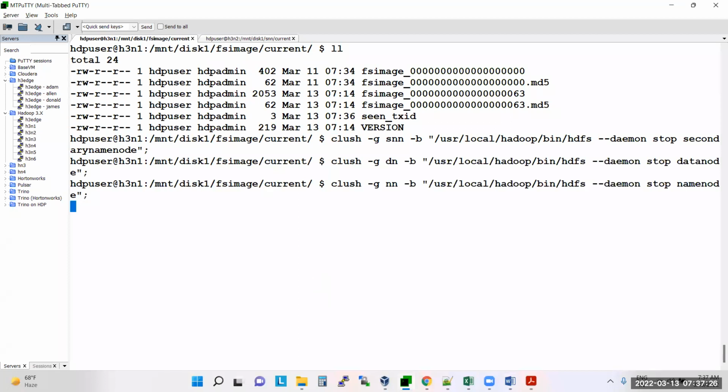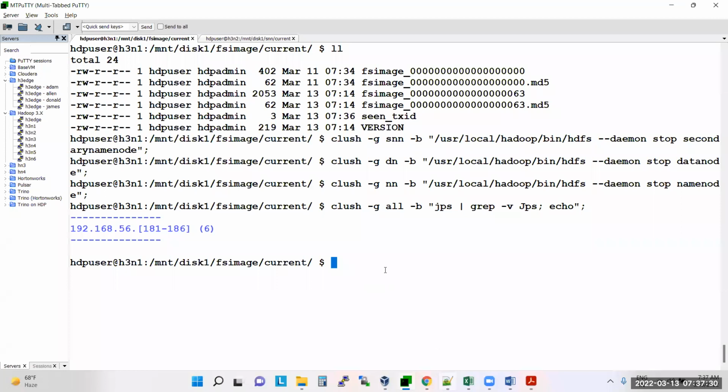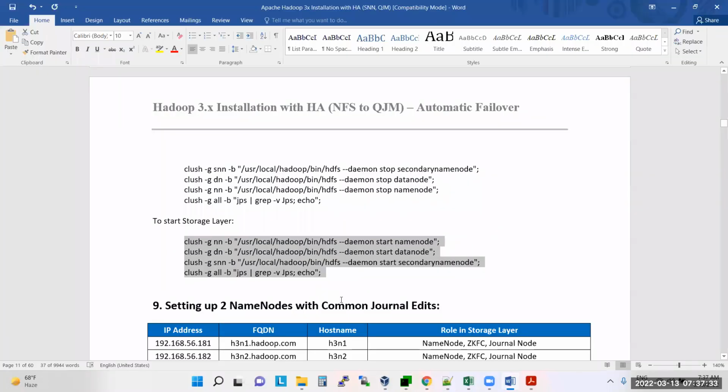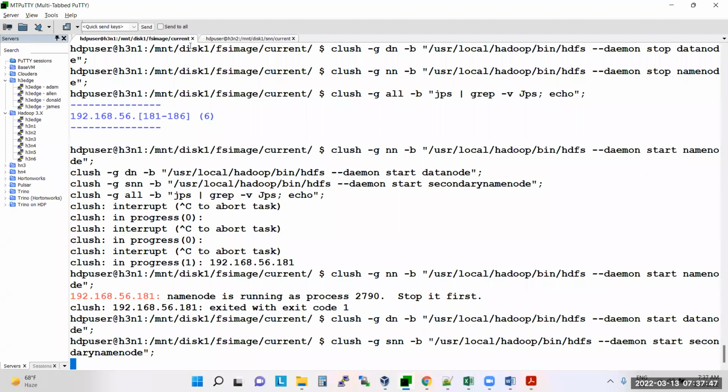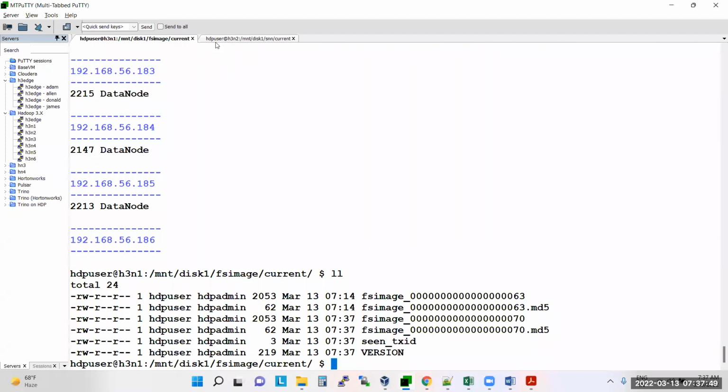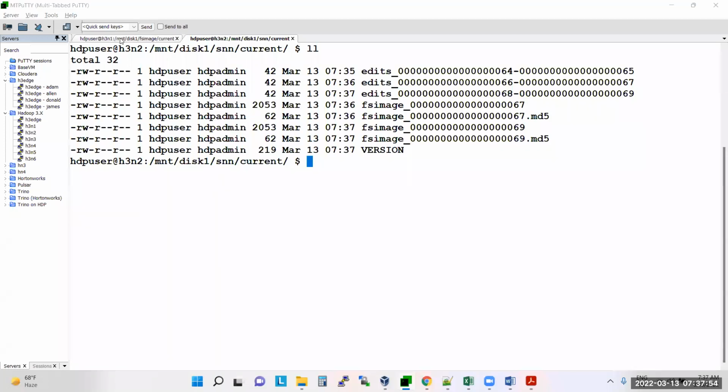I stopped all the services now. I'm starting the services again, guys. So now the services are started. Now you see. Try to understand, every 1 minute a checkpoint is happening here.